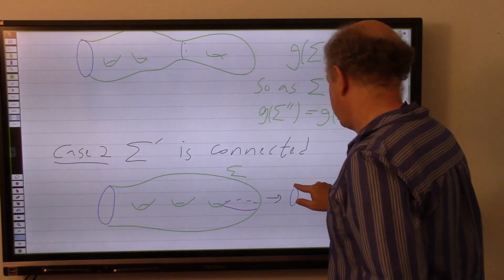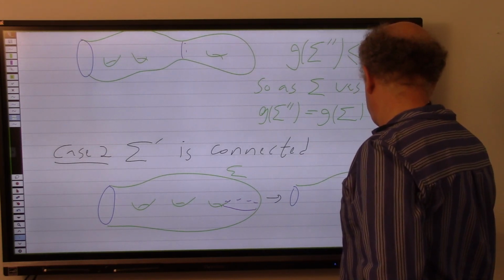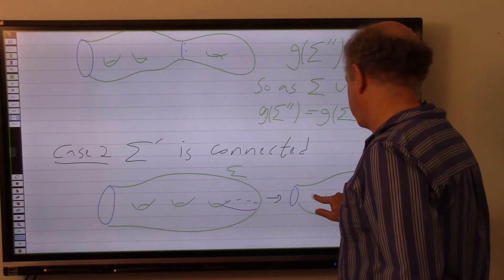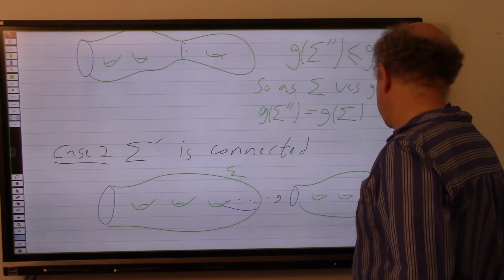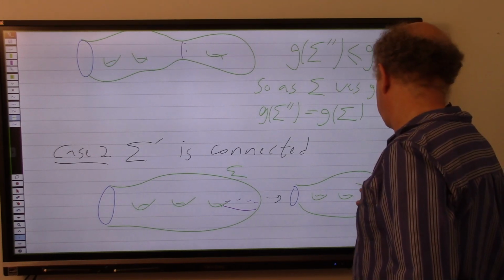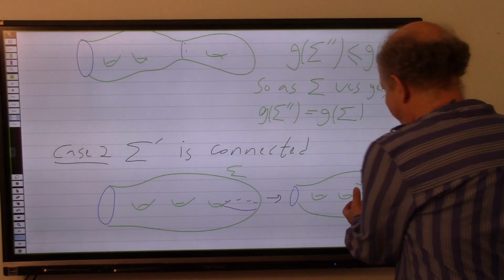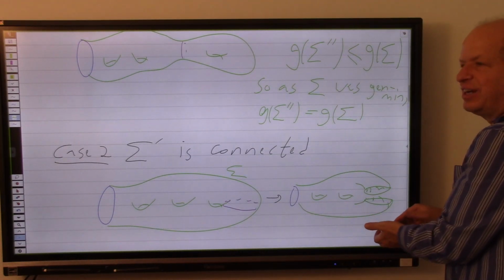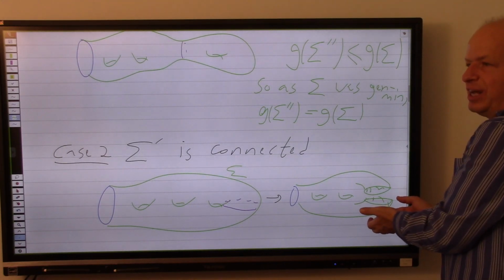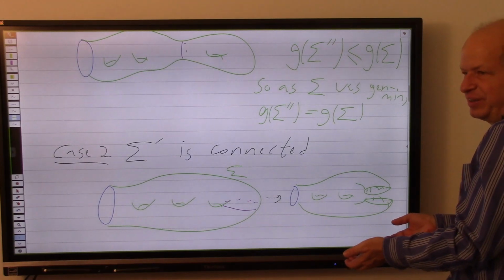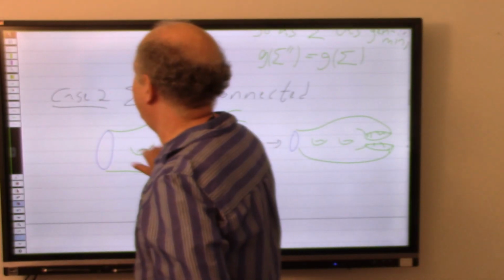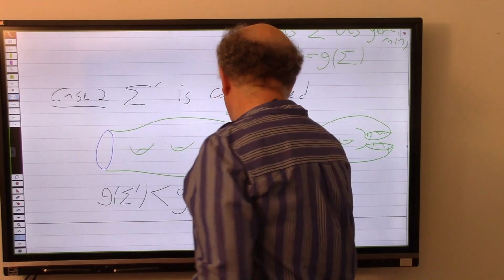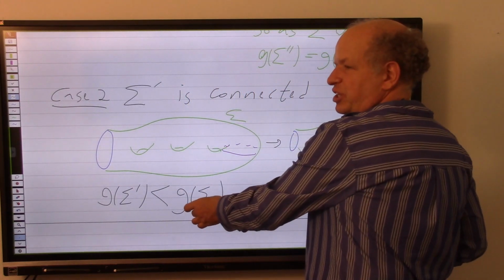I'm not sure if I'm drawing it right. So basically, I've turned the handle here into two tubes that are sealed. But this is just a surface with a genus 1 less. But that's impossible. So in this case, the genus of sigma prime is strictly less than the genus of sigma, which is impossible because sigma was a genus minimizing thing.